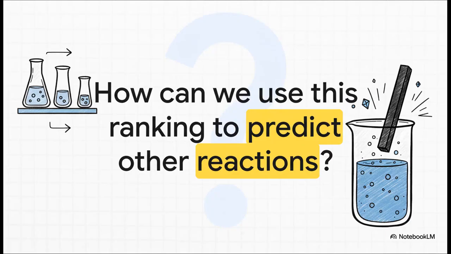So, today we've learned that the reactivity of metals follows a very clear and predictable pattern. This reactivity series is more than just a list. It's a very powerful tool that helps us predict reactions. And that leads us to our next big question. Can we use this series to predict what will happen in other types of reactions? For example, what happens when a more reactive metal meets a salt solution of a less reactive metal? Well, that is exactly what we will explore in our next lesson when we talk about displacement reactions.